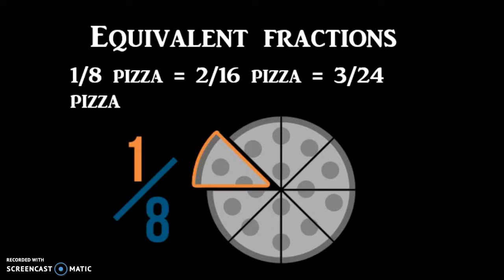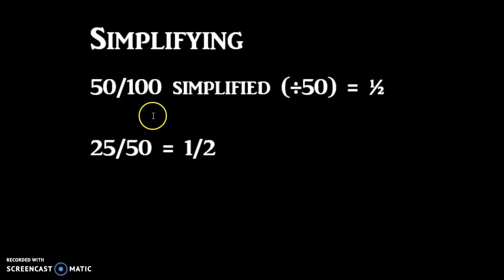So we're going to move on to equivalent fractions. Basically, equivalent fractions are fractions that look different but mean the same thing. So 1/8 of a pizza is the same as 2/16 of a pizza, which is also the same as 3/24 of a pizza. Suppose you had a test out of 100 marks and you got 50 of the marks right. 50 out of 100 simplified is 1/2, or a half.